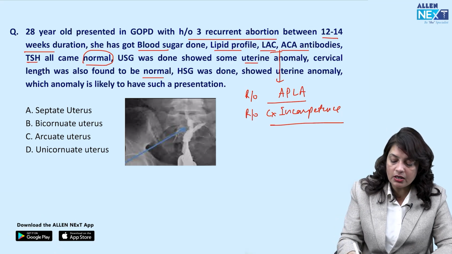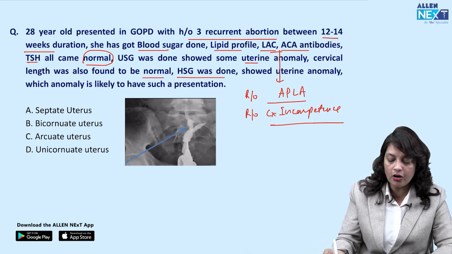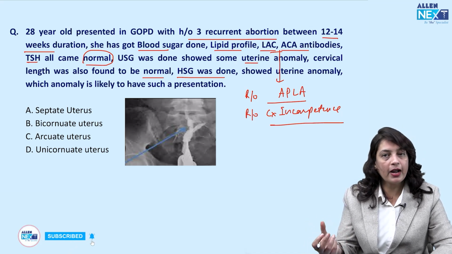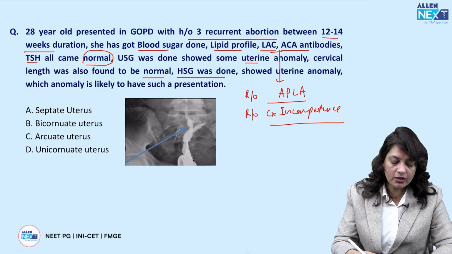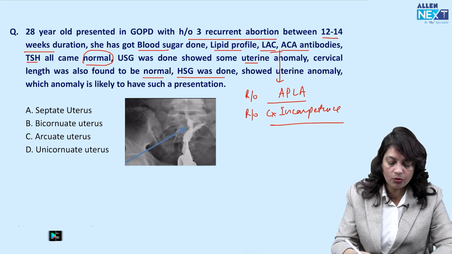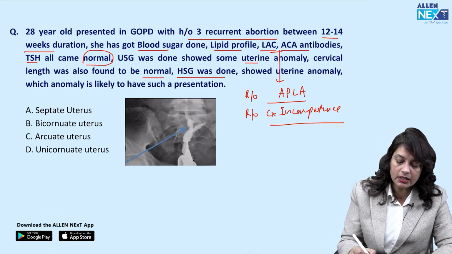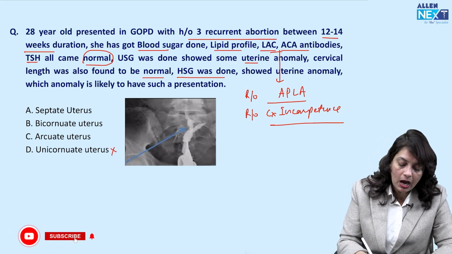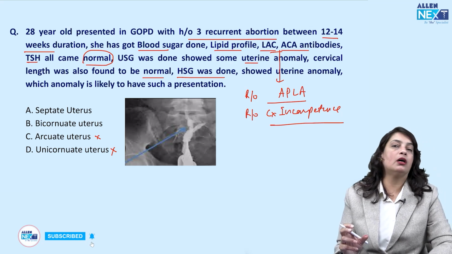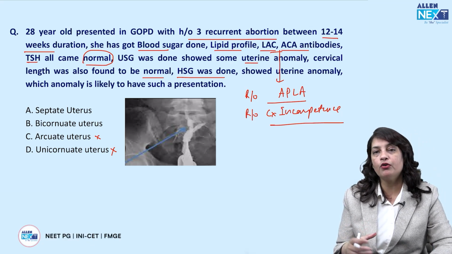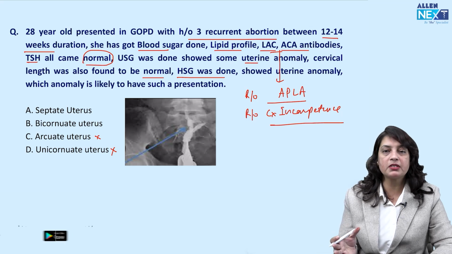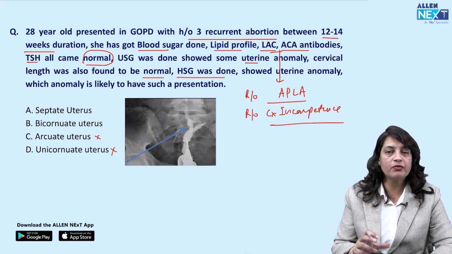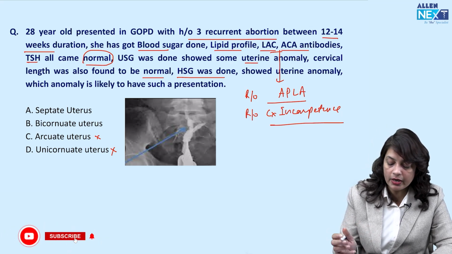Then HSG, hysterosalpingography, was done, which showed a uterine anomaly. This is shown in this image. So what type of presentation do you find in this HSG image? Whether it is a septate uterus, bicornuate, arcuate or unicornuate. Since I can see the 2 cornua in this HSG image, it is not a unicornuate uterus. In an arcuate uterus, the pregnancy outcome is usually uneventful and it usually does not present with abortions. So that is also ruled out. So the differential diagnosis is between the septate uterus and the bicornuate uterus.